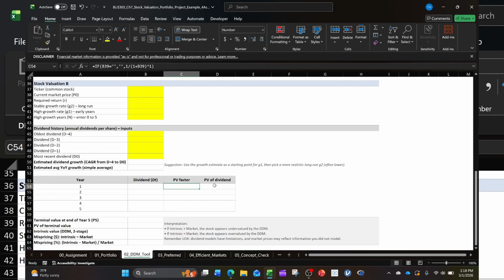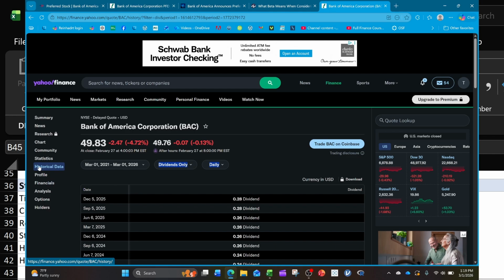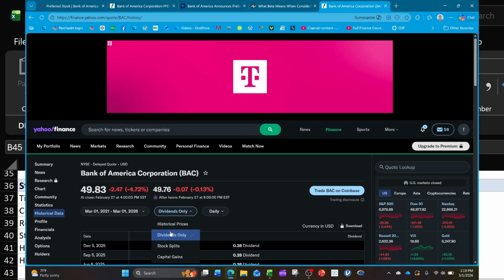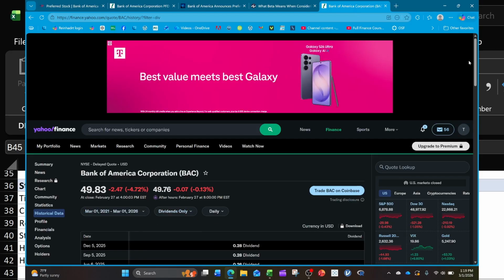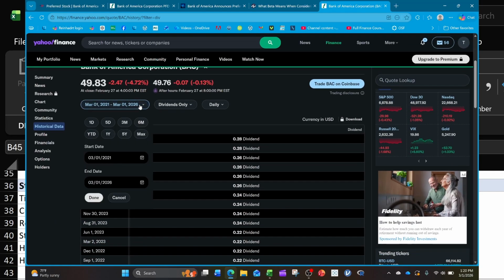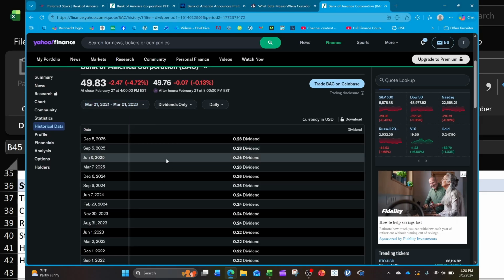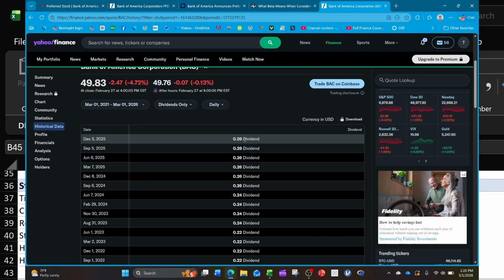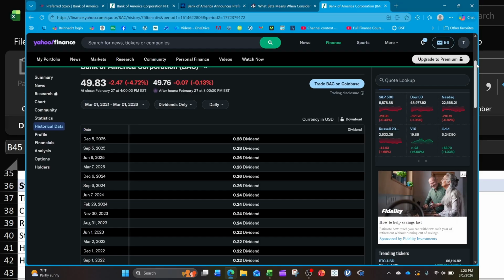Again, the calculations are there. You just have to pick a stock, make sure it's a common stock that pays dividends. For BAC, I went to historical data, selected dividends only, and that gives you the dividends for the year. Then you go over here and you select 5-year. That gave me the 5-year dividends, which they pay quarterly. So of course, in 2025 you have to take the 0.28 times 4 and so on.